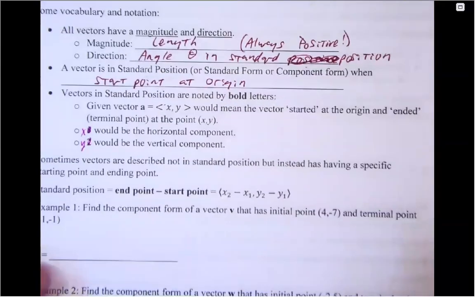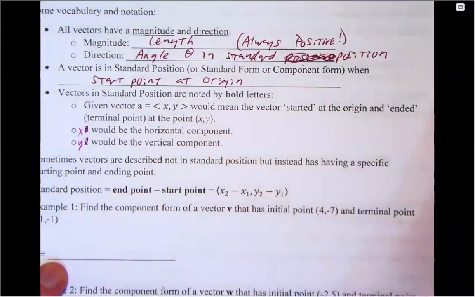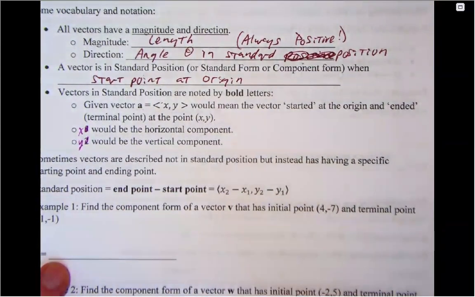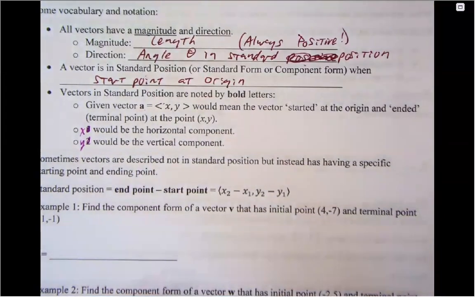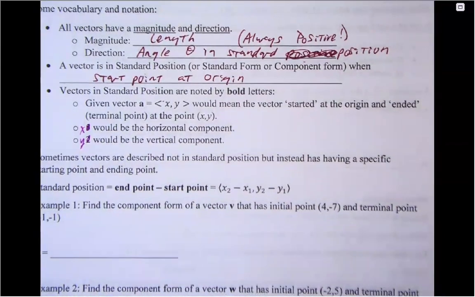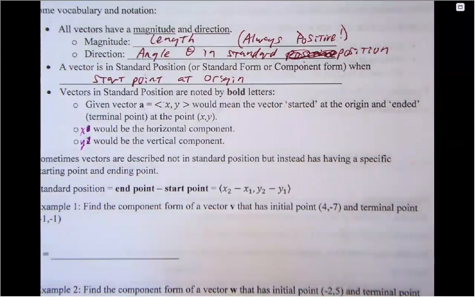So that means if you have a vector <x, y>, that vector started at the origin and ended at the terminal point. The individual quantities, like the x, is what we call the horizontal component, because obviously it's going left and right. And then the y is the vertical component of that vector. 95% of the time, vectors are already described in standard position, so they're already going to have the little pointy brackets and be good to go and be good to work with. But sometimes they're not.